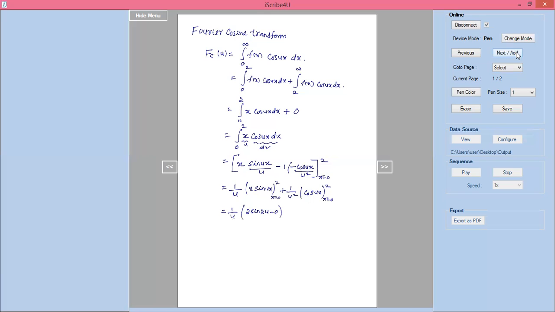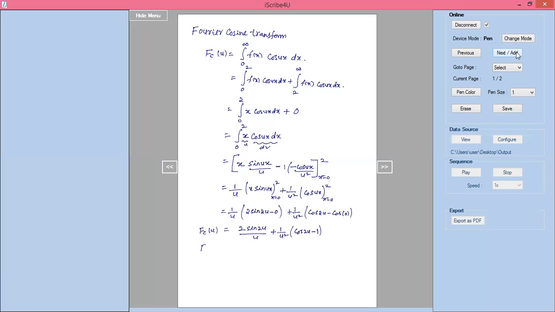plus 1 by u square into x, which is nothing but 2 here. That time I'll write cos 2u minus cos x, which is nothing but cos 0. Now I'll write 2 by 2 sine 2u divided by u plus 1 by u square into cos 2u. Cos 0 is nothing but 1. Now I'll write fc of u.